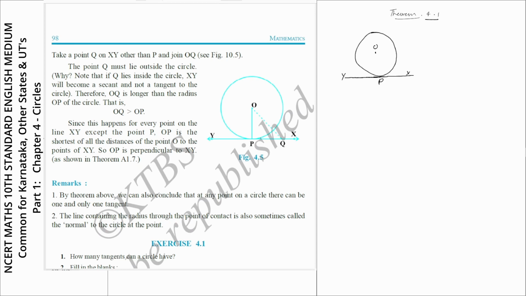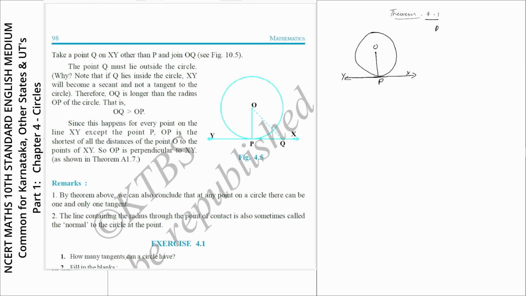Okay, now according to theorem 4.1, if I join O and P, OP is the radius, and OP is perpendicular to XY. That's what the theorem says: the tangent at any point of a circle is perpendicular to the radius through the point of contact.